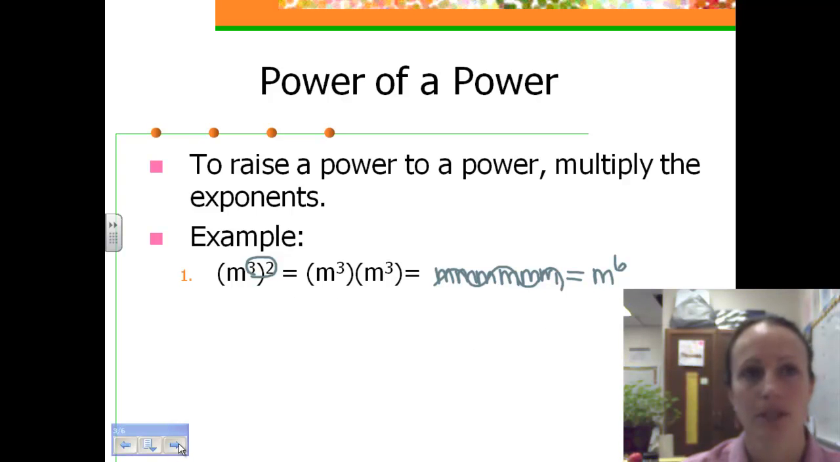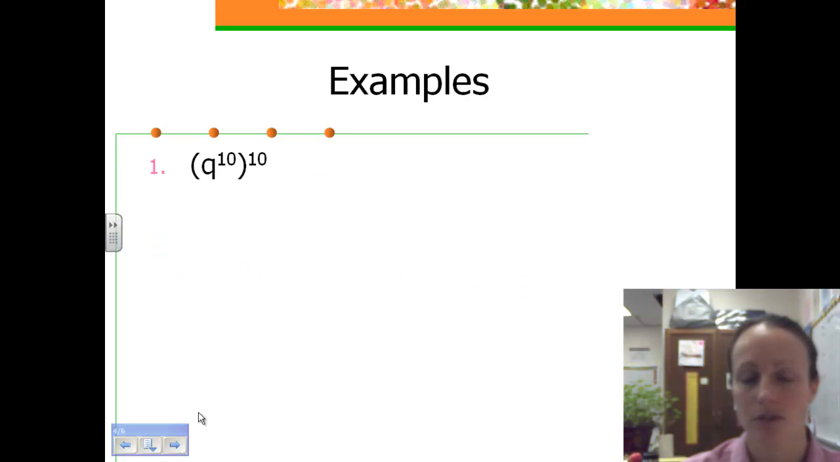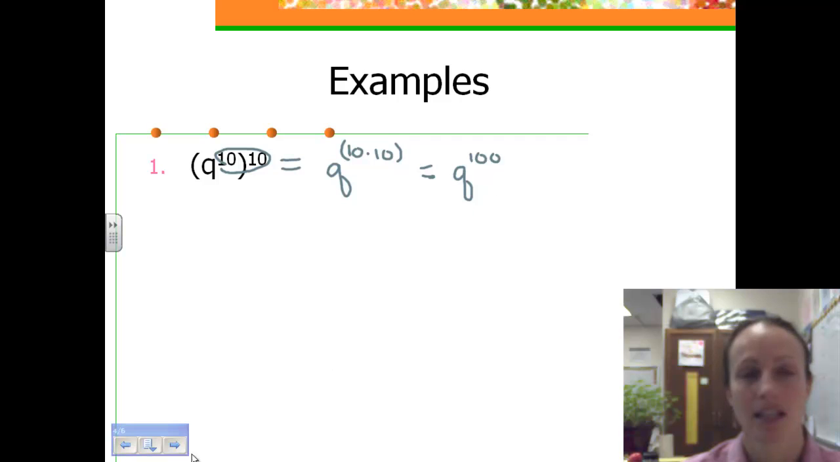Here's another pretty simple example. If you just remember that you can multiply your 2 exponents, q to the 10th raised to the 10th power becomes q to the power of 10 times 10. And I think most of you know what 10 times 10 is. That's right. This would be written as q to the 100th power. Good job. That's as simple as it gets.